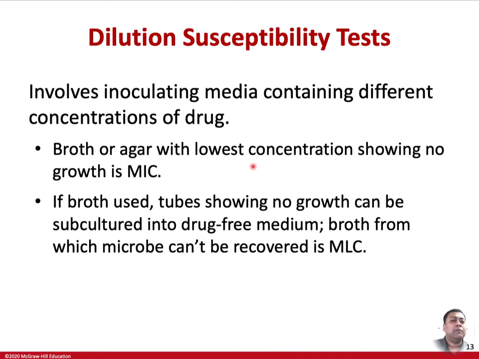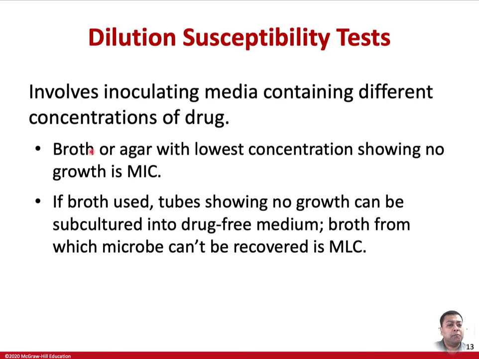So the first thing we do in the dilution test involves inoculating the media containing different concentrations of the drug, both broth and agar, with the lowest concentration showing no growth being the MIC. So basically you take different test tubes. Each of these test tubes contains a known microbe of a specific concentration. And then you add to that a specific concentration of drug from low to high concentration. And then you check which concentration of the drug could inhibit the growth of the microbe.